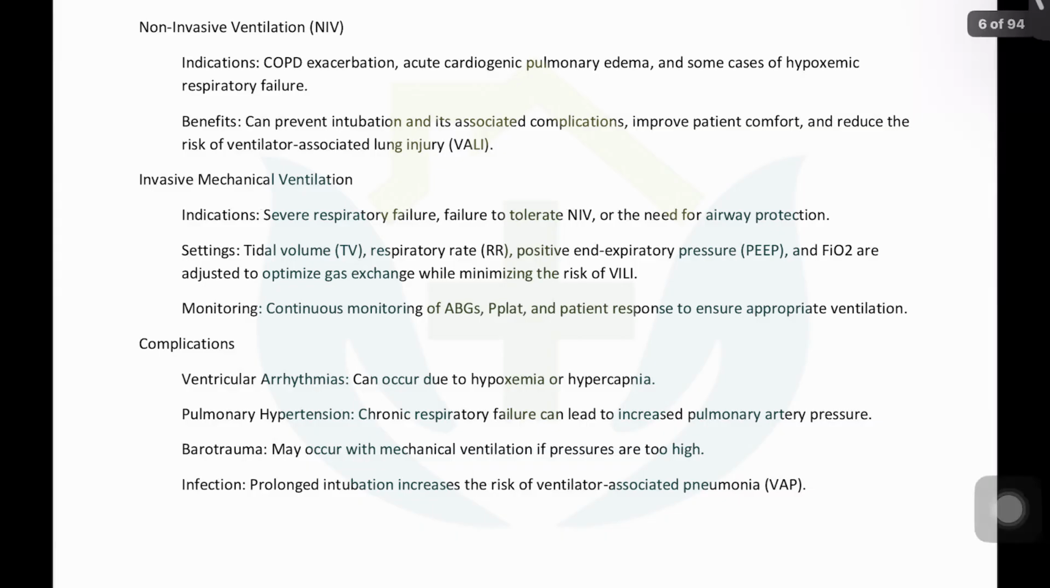Invasive mechanical ventilation is much more effective, is used in severe respiratory failure where you need to control the patient's ventilation altogether, where the patient is unable to tolerate non-invasive ventilation, where the patients are not conscious enough, their GCS is low, they're drowsy, you need to have their airway protection. You need to set a lot of parameters in an intubated patient on invasive mechanical ventilation. You need to be very sure on how much volume of air or oxygen you want to give.